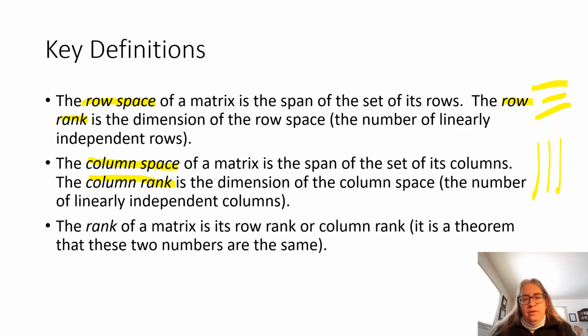Now it turns out that the row rank and column rank are the same. That's a theorem. And so we can in good faith make the definition that the rank of a matrix is that number, the row rank or the column rank, because that's the same number. So we can count it using either direction, horizontal or vertical, and get the same number, and we call that the rank.